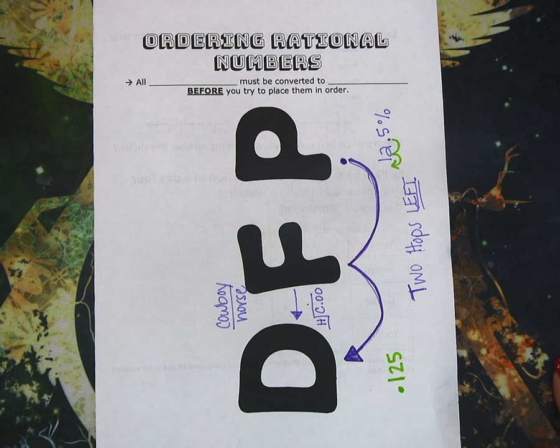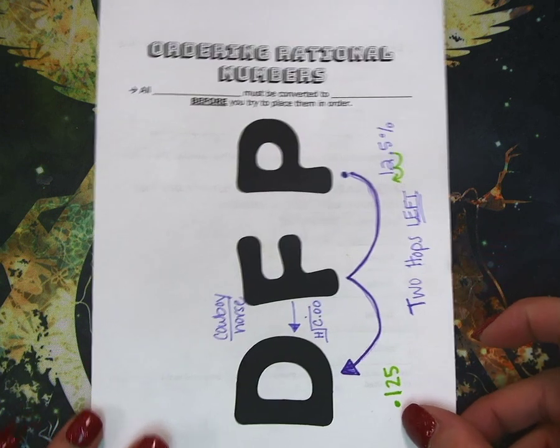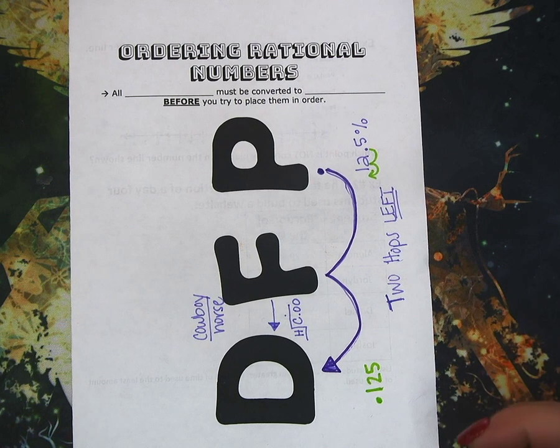So anytime we're putting numbers in order, we want them all to look the same. And because we have lots of different types of numbers in the 6th grade, right? We have percents, we have decimals, we have fractions, we have all kinds of different numbers. Because we have so many different numbers, we have to come up with the same format. So anytime we're ordering numbers, we are going to put them into a decimal form first.